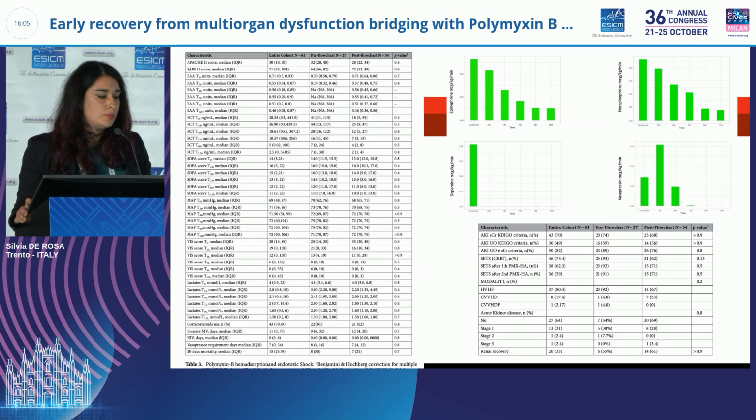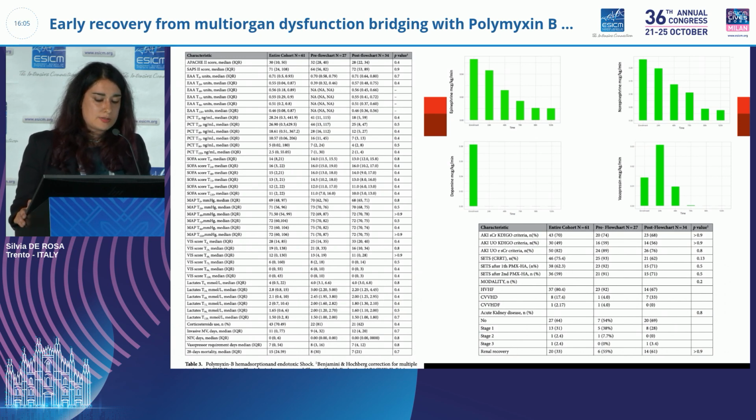We had lower endotoxin activity in both groups. Endotoxin activity in the post-flowchart group was assessed day by day. It was lowering, and there was an improvement of vasoactive inotropic score, mean arterial pressure, and lactates. But what we saw was that in the post-flowchart group, mortality was less, 21% 28-day mortality.